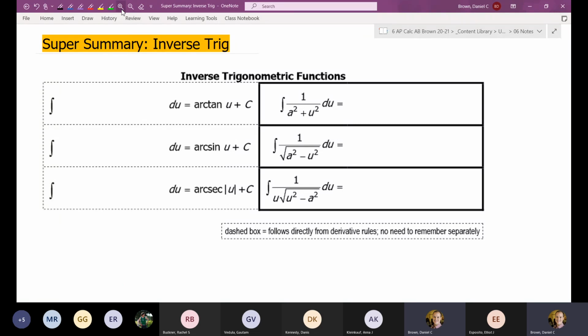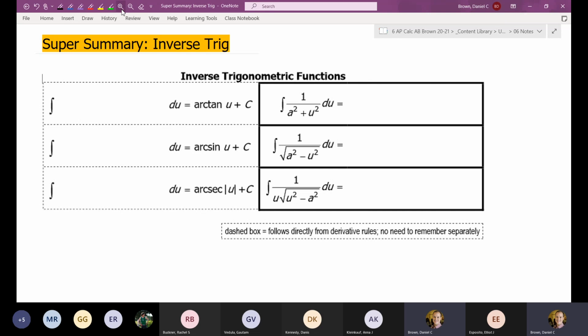I put both of these on here, so the ones that are dotted are coming straight from the derivative rules. If you've had me last year, hopefully you already remember those derivative rules, so you can do those automatically. If you're like, Mr. Brown, just tell me the bare minimum I need to memorize, the bare minimum is what I'm going to put in the bolded boxes.